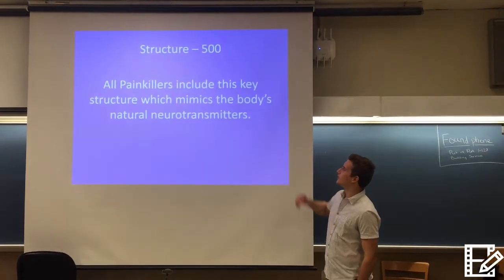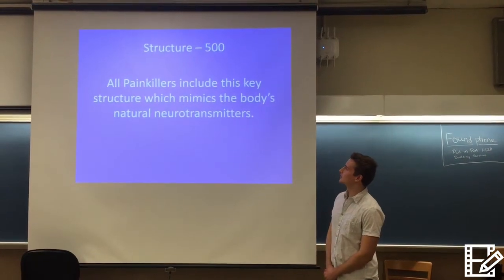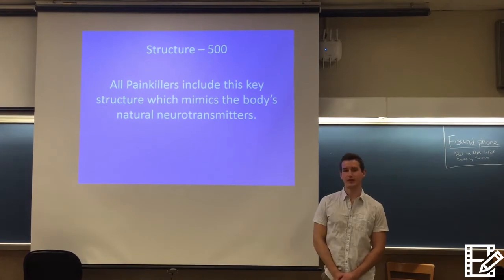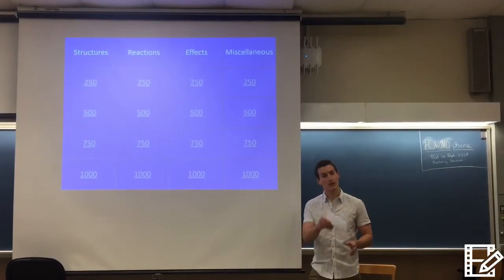Structures for 500. All painkillers include this key structure which mimics the body's natural neurotransmitters. What is a benzene ring? I knew this because in order for a painkiller to bind to the neuroreceptor, the chemical structure must resemble the actual neurotransmitter. An important similarity between the drug and the body's natural transmitters is the aromatic ring benzene. That's correct. Let's go with the 750 with structures.